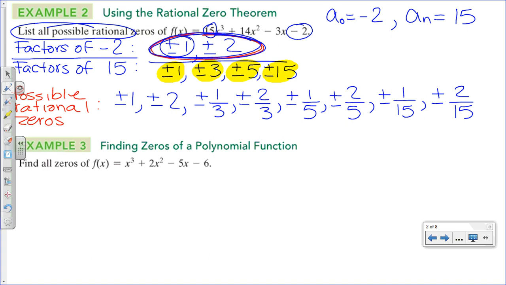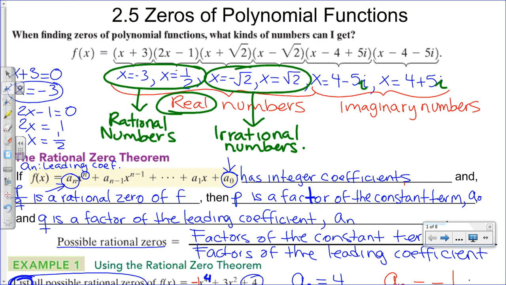So how many possibilities do we have here? We have 2, 4, 6, 8, 10, 12, 14, and 16. So we have 16 different possibilities. Remember, we're considering the positive and the negative combinations. Now, we know the degree of this polynomial is 3, so we could only have at most 3. Now, that doesn't mean that all of those are rational. Some of those could be irrational, and others could also be imaginary, like we had on the first slide on this polynomial.